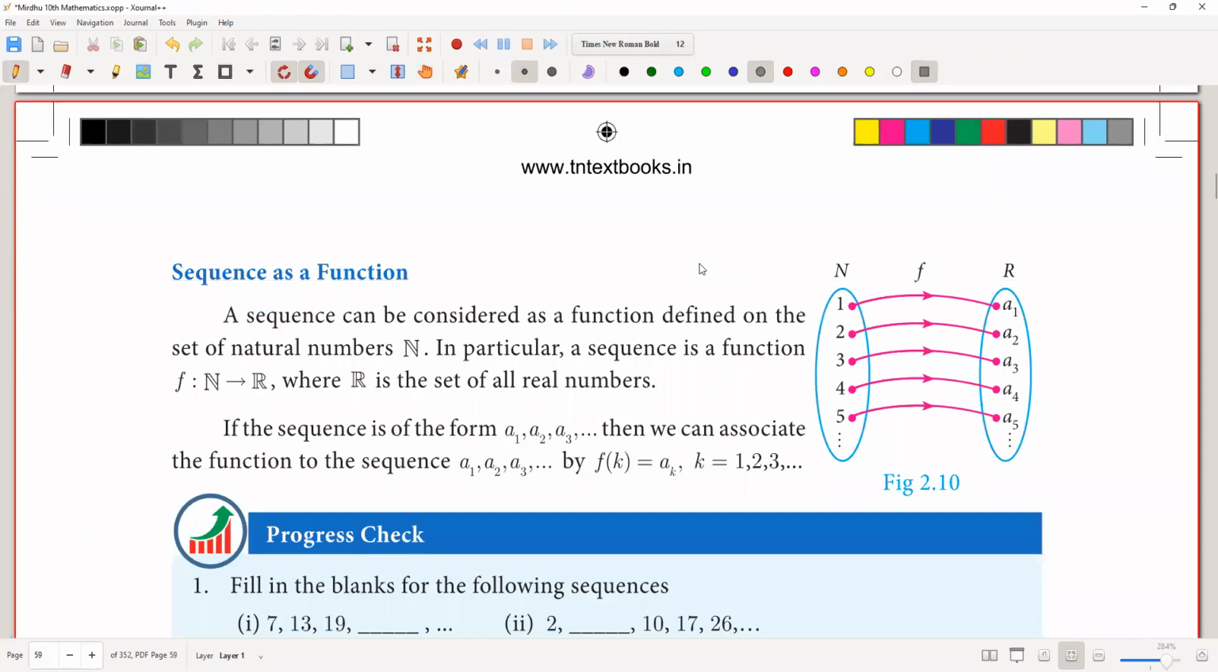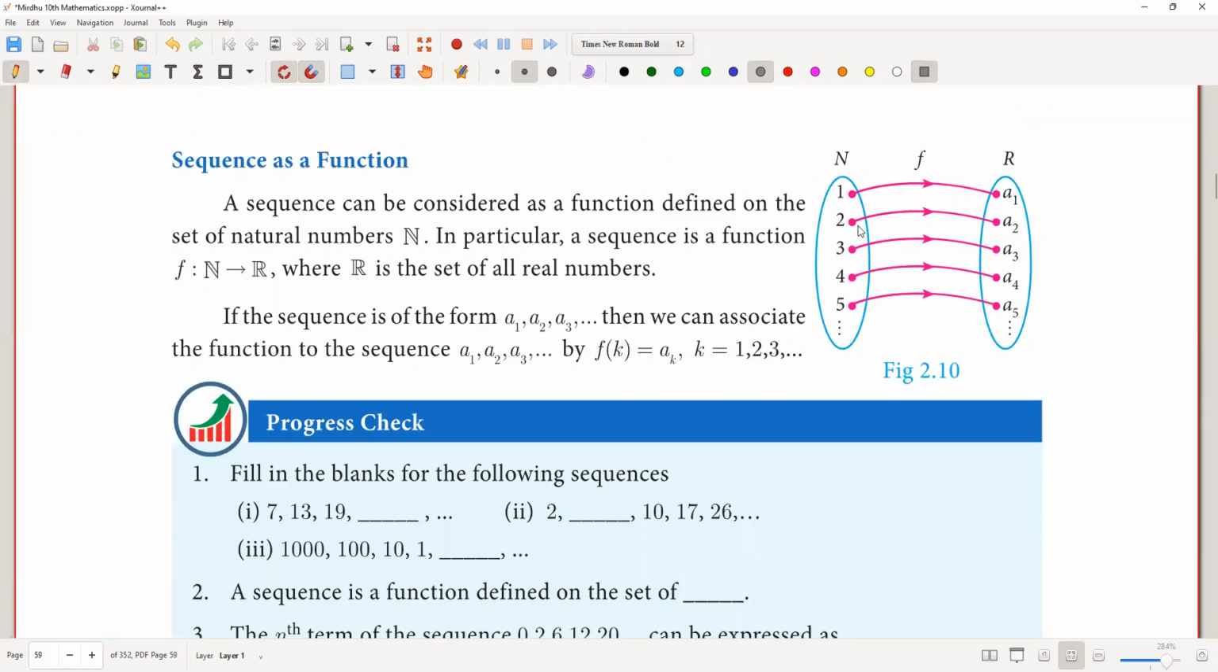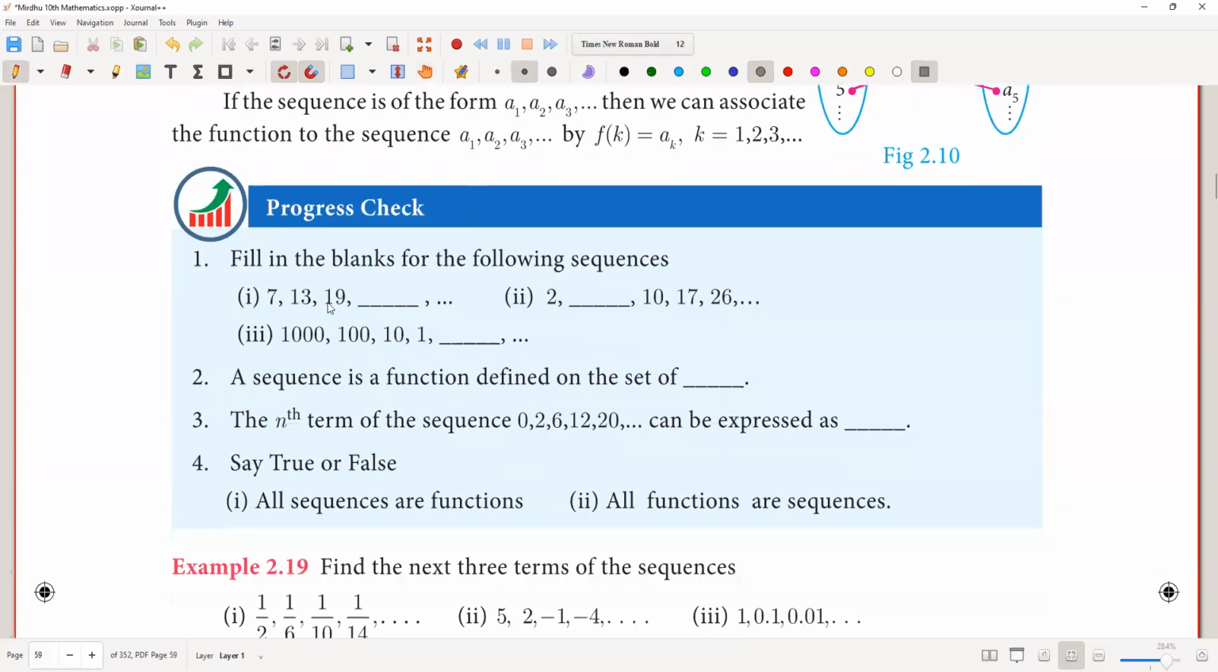Okay. So looking at a sequence as a function, we could see that each and every element has only one unique image. So this is a function also, a one-to-one function. That too, it is a one-to-one function. That also we can say.